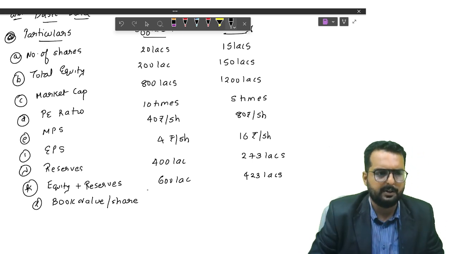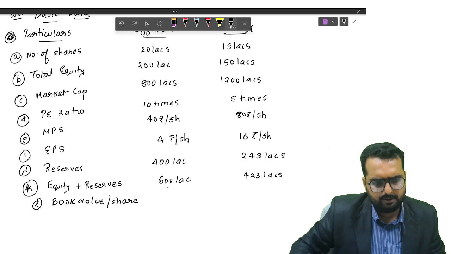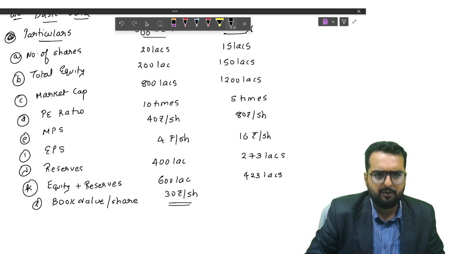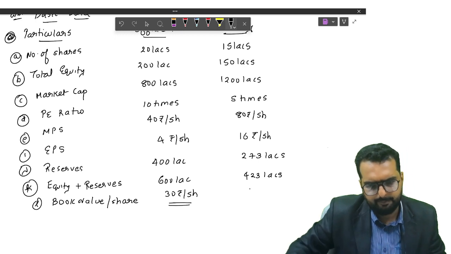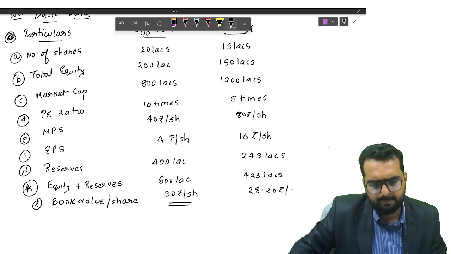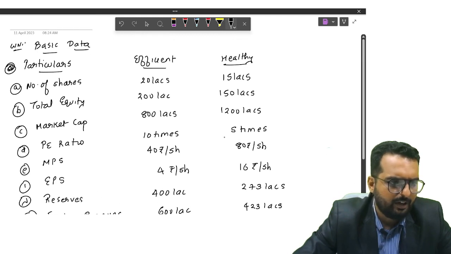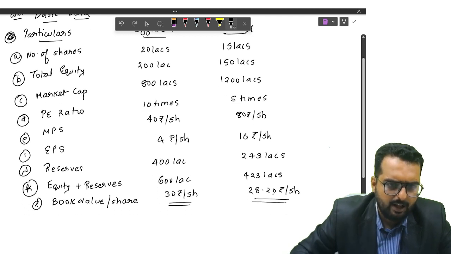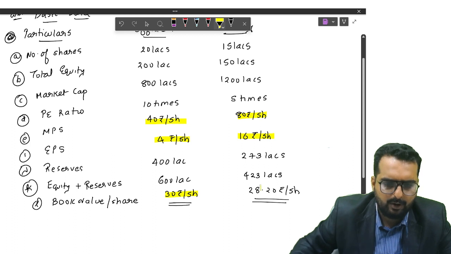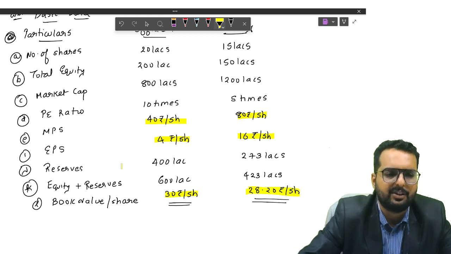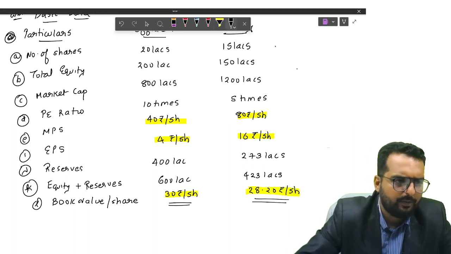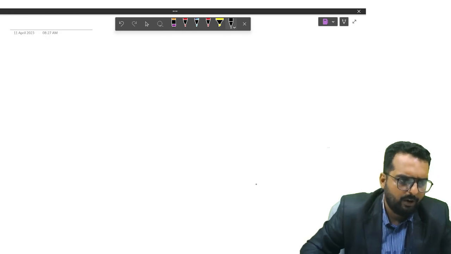So from this you can find out the book value per share. 600 lakh divided by 20 lakh is 30 rupees per share. 423 divided by 15 is 28.2 rupees per share. So we have got the initial data. Basic data is very much clear. The areas to highlight are MPS per share, EPS per share and book value per share. This is normally used for exchange ratio calculation.